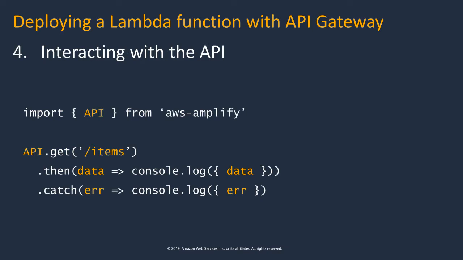To interact with the API once we've deployed it, we can import the API category from AWS Amplify. And then we can call API.get, passing in the path. This will return a promise, so we can either use async/await, or we can say .then.catch.